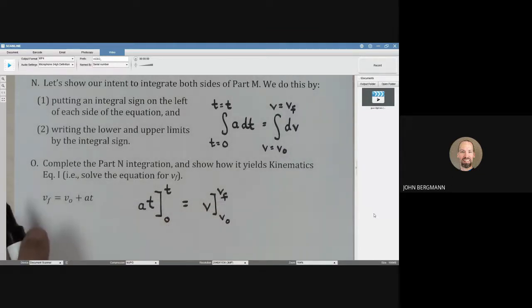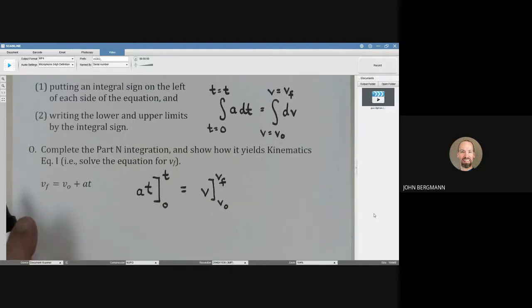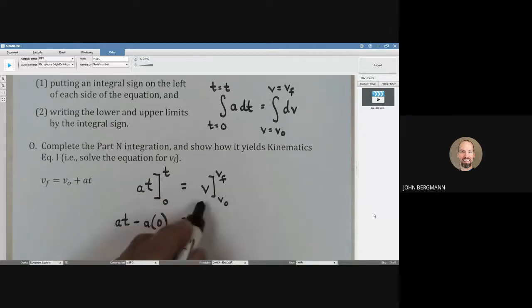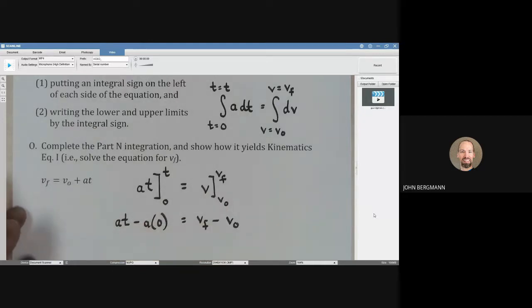Now, when you evaluate the limits, basically what you do is you go a, and then you put t in this expression, and then you put 0 in that expression for t. So I'll go ahead and show the full work there. Over on this side, you put vf in there first, and then you put minus v naught. So it's the value of the function at the upper limit minus the lower limit. Upper limit minus lower limit. Now, that's going to be just nothing.